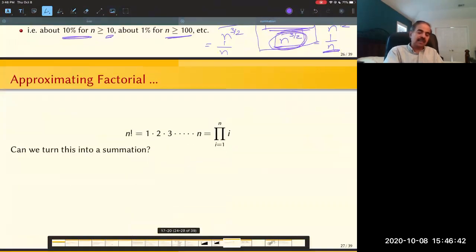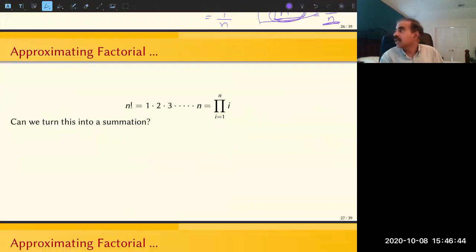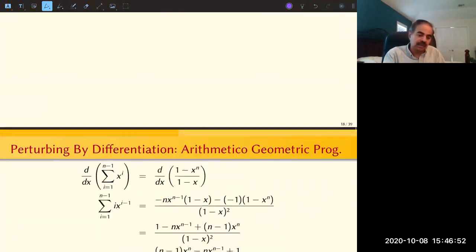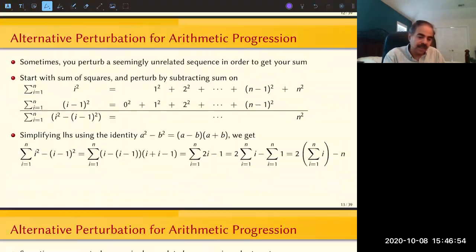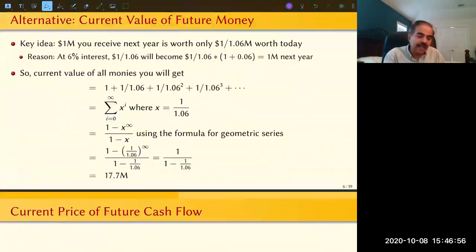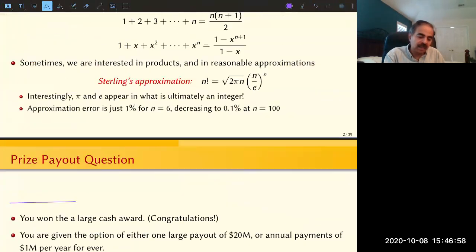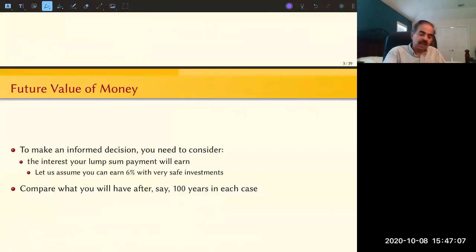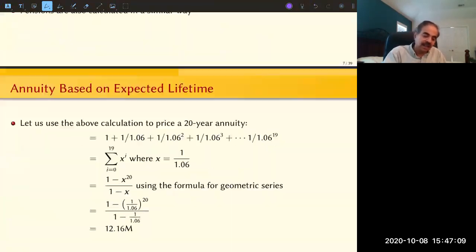Okay, so let's take another problem. You may remember that early on we looked at the factorial problem. We said, here is a factorial and here is a magical formula. So we said n factorial has this magic formula. Now let's see if we can get anything like the magic formula.